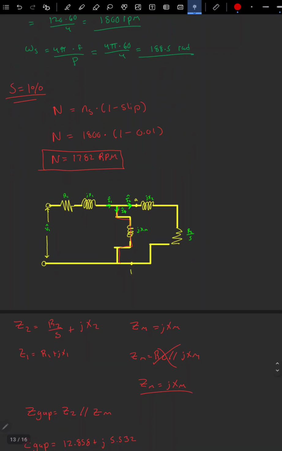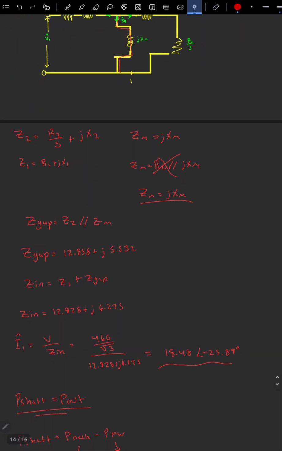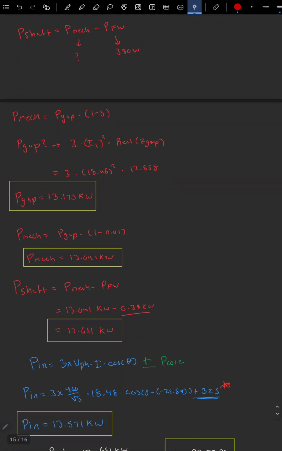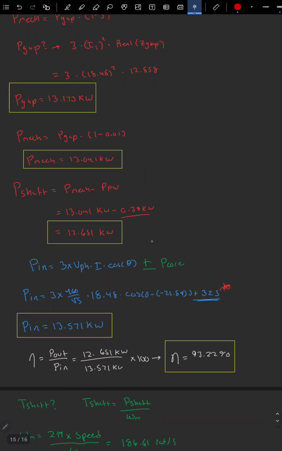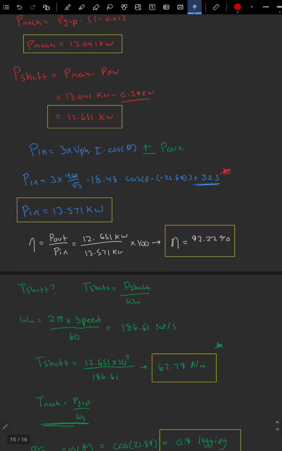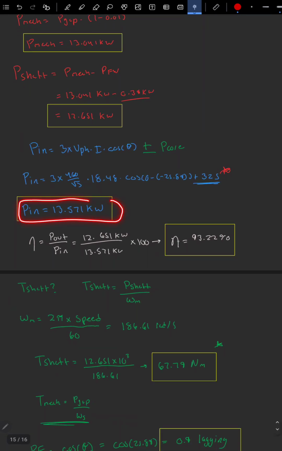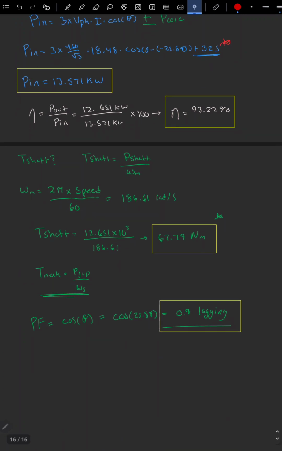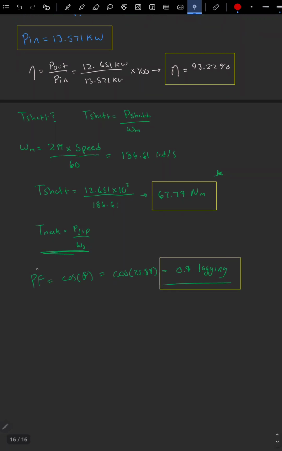My way, we got rid of the R, solved for a single branch, did our impedance calculations, found our P gap, found our P mech, found our P shaft, found our P in with the added core at the end. So found our P in, found the efficiency from that, found our P shaft, and found our power factor.